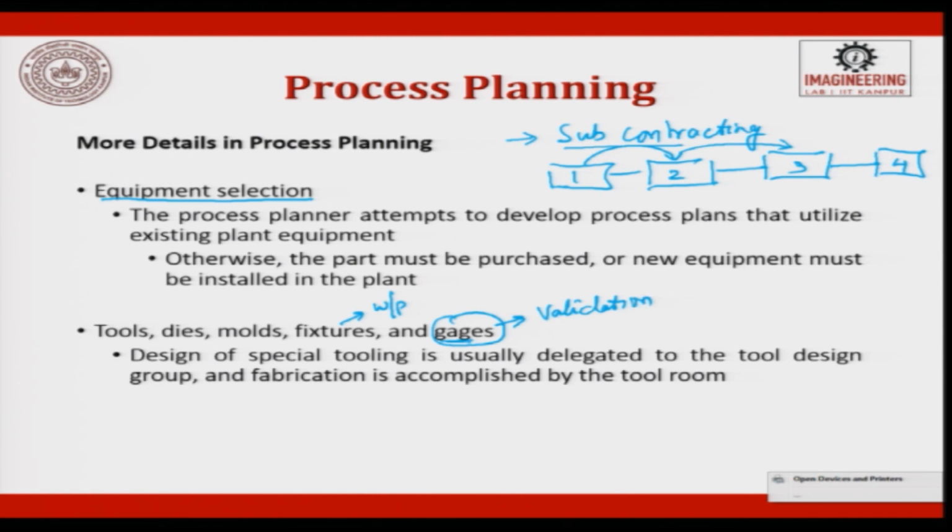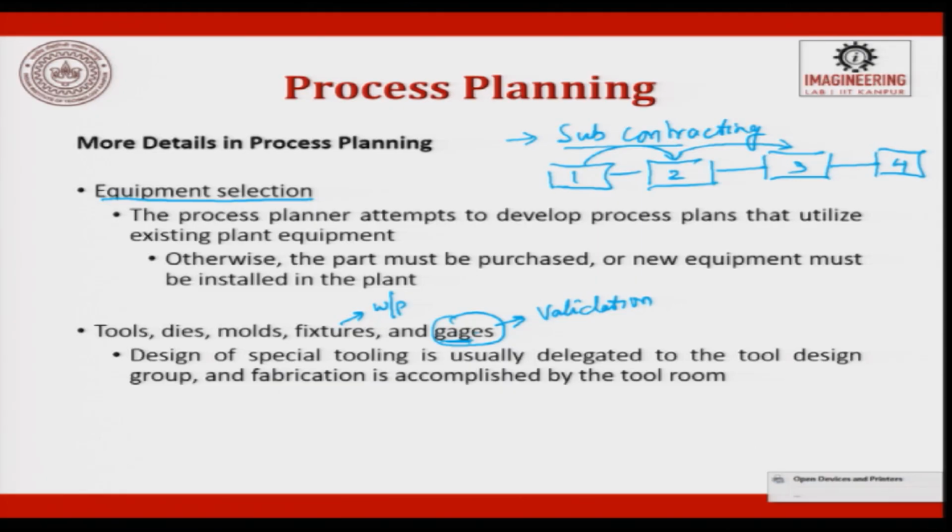Today machines have automatic gauging systems. So we need not put a gauging station separately, while machining itself it has a control over it. So the other information we require is tools, dies, molds, fixtures and gauges. Design of special tooling is usually delegated to the tool design group and the fabrication is accomplished by the tool room. Same, when you have a tool to be modified, you might also require a gauge to be modified to measure the output. So the tool room will also be used to modify the existing gauge so that it can measure the output.